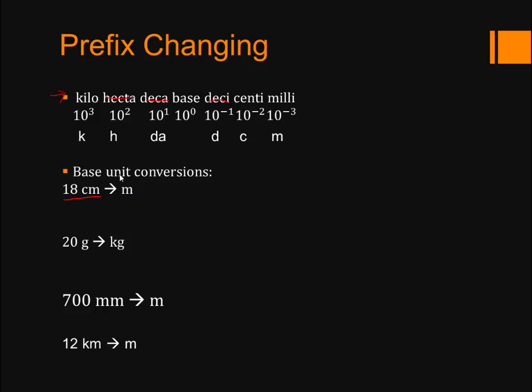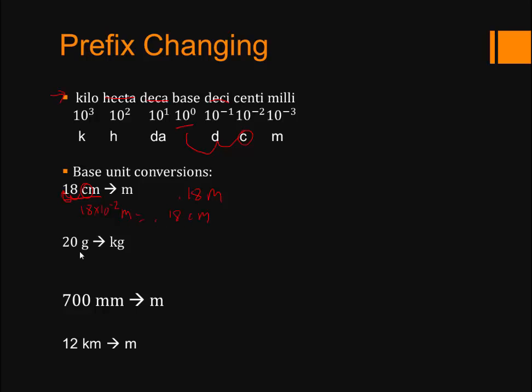So if we do that, this centimeter is over here. Here's my C, and I want to go to base, which is in the middle. That's 2 places left. So that means take my decimal point and move it 2 places left, which gets me 0.18 meters. The other way you can think about that is this centi means times 10 to the negative 2, so 18 times 10 to the negative 2 meters is 0.18 meters.